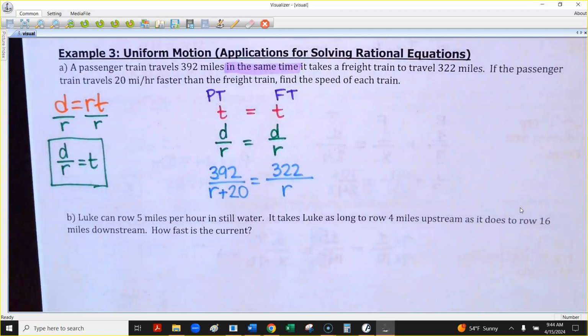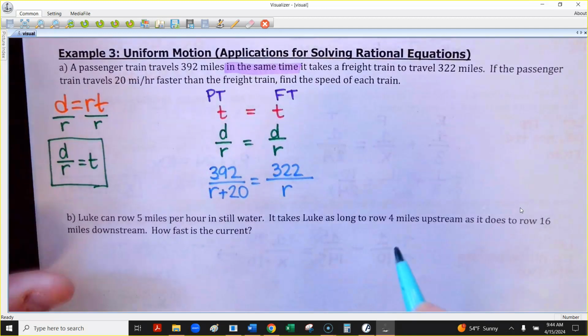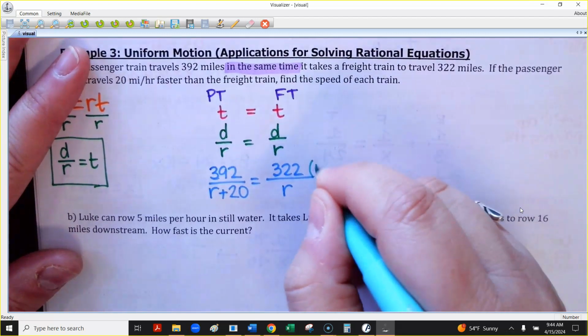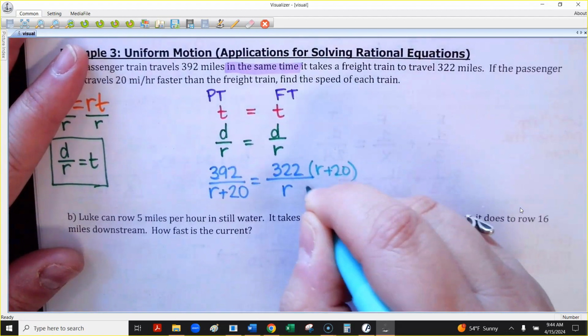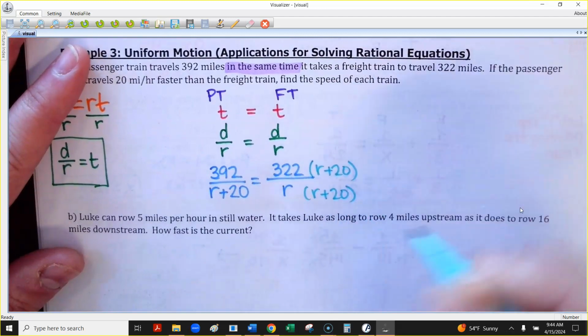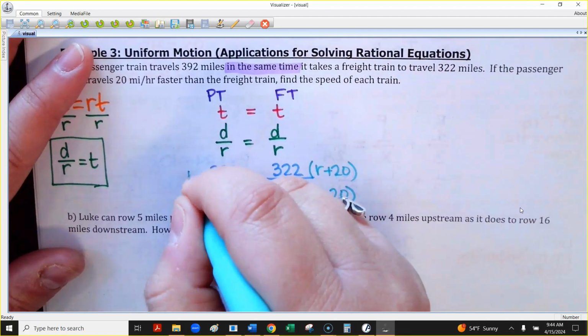And then completely up to you. If you want to just straight up cross multiply like a proportion, you can do that here. Or if you want to create the same common denominator, it would be the same algebra. This one's missing an R minus 20. This one's missing an R.